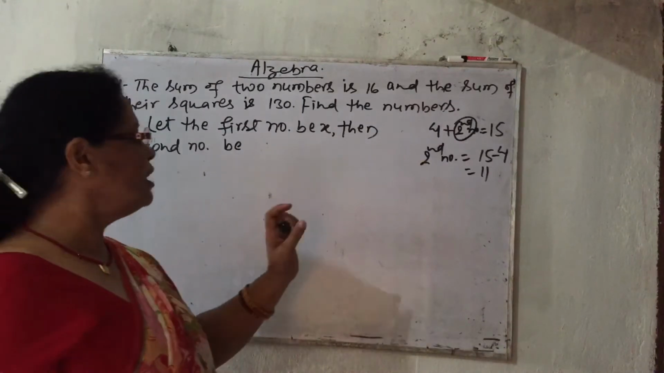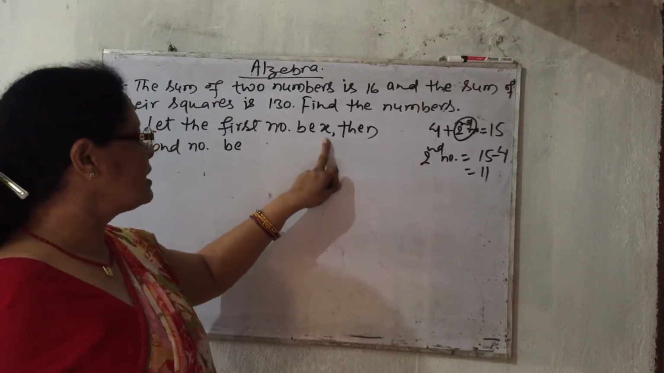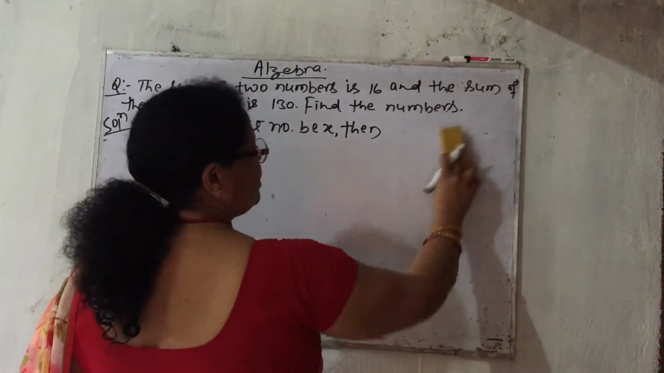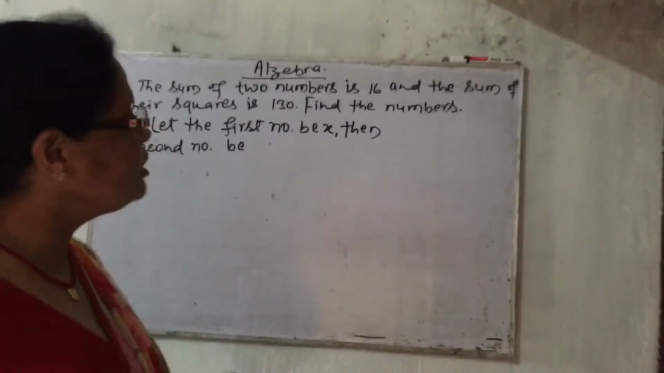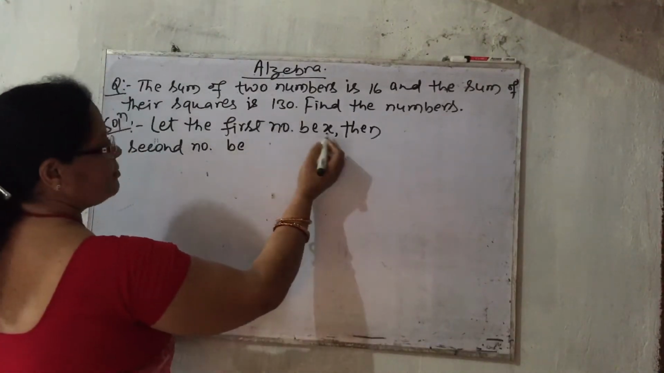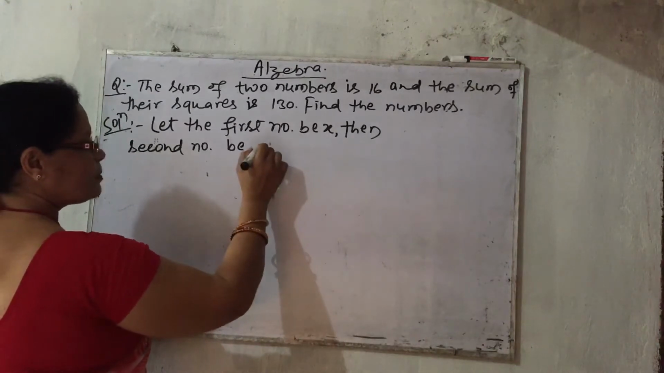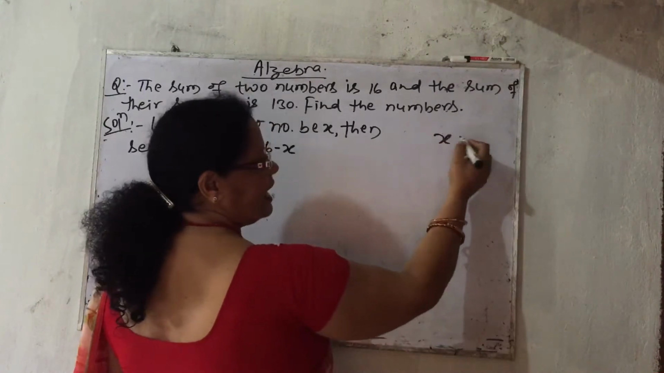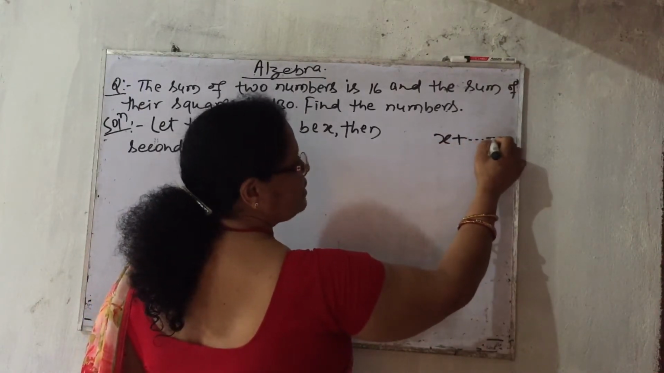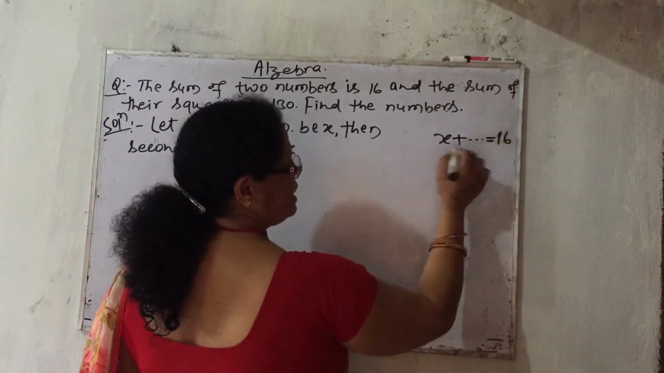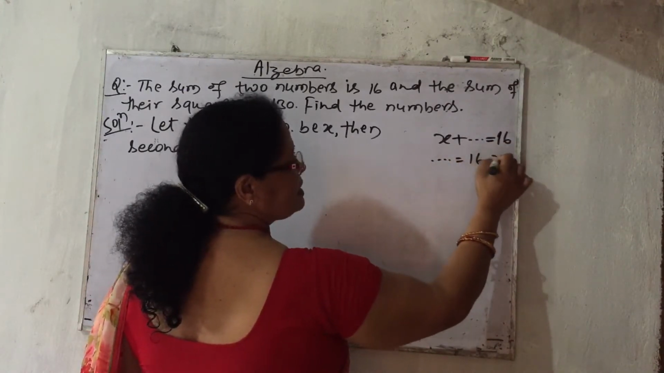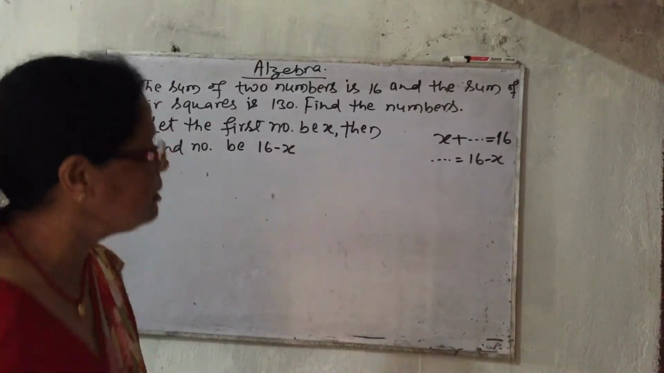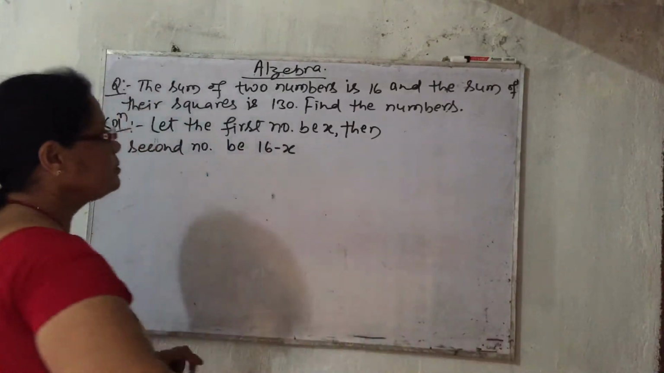In the same way, I have let the first number be x, and the sum of the two numbers is given as 16. Then what will the second number be? If the first number is x, then the second number will be 16 minus x. The second number we don't know, and the sum of these two numbers is 16, so the second number will be 16 minus x.